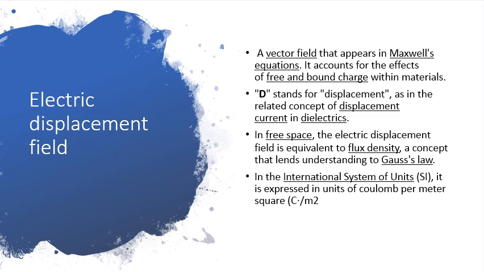In free space, the electric displacement field is equivalent to flux density, a concept that lends itself to Gauss's law. In the SI system of units, it is expressed in units of Coulomb per meter squared, or Q upon A, as we generally term it.